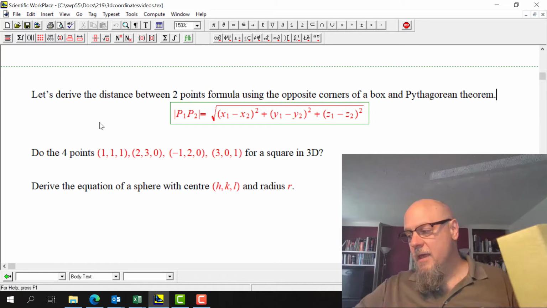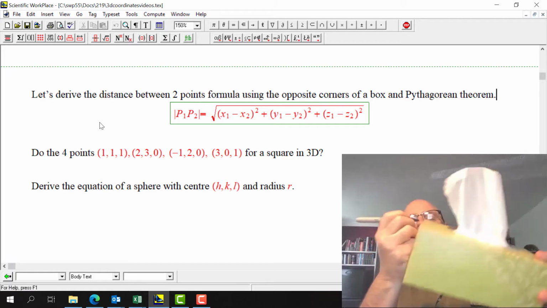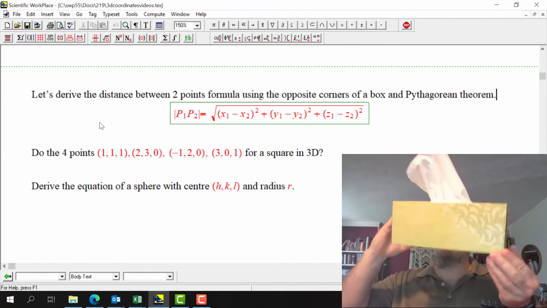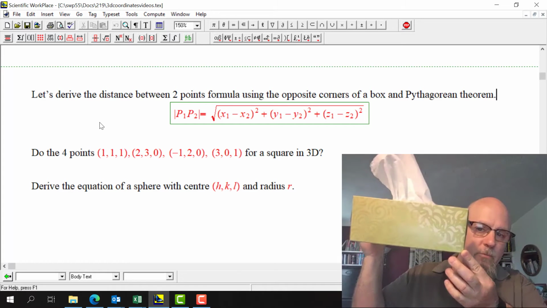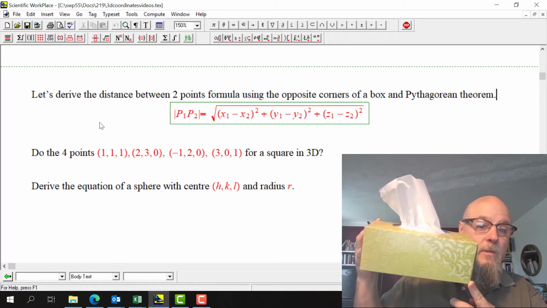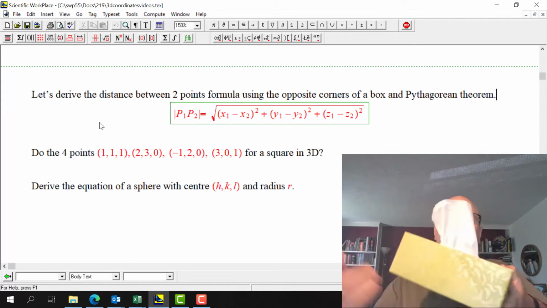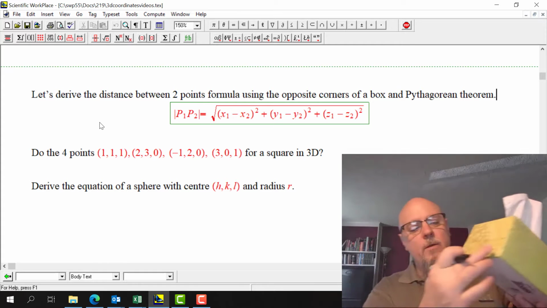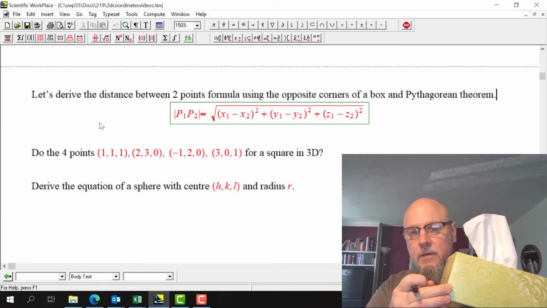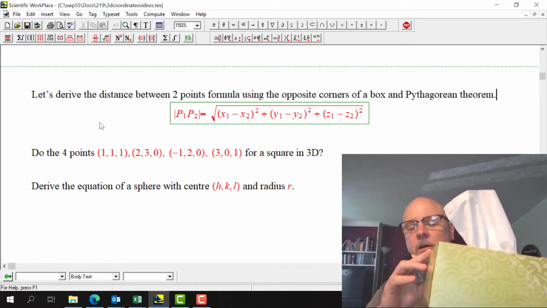So here's a box. If I want to think about the distance between 2 points, let's make one point this corner, and let's make the other point the opposite corner. So I'm trying to find the distance between these 2 points. If I call the x distance along this long part, the y distance along this part, and the z distance up, then I'm looking for these 2 distances here.